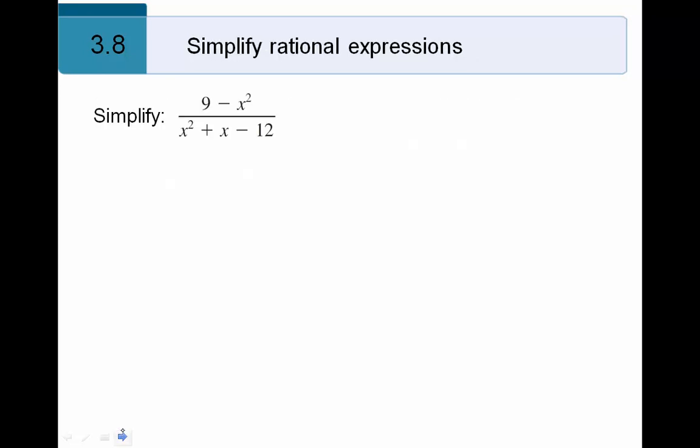All right, so let's go ahead and start simplifying some rational expressions. So once again, we can't just start canceling terms. We're going to have to factor the numerator and the denominator first. So let's go ahead and look at the 9 minus x squared.